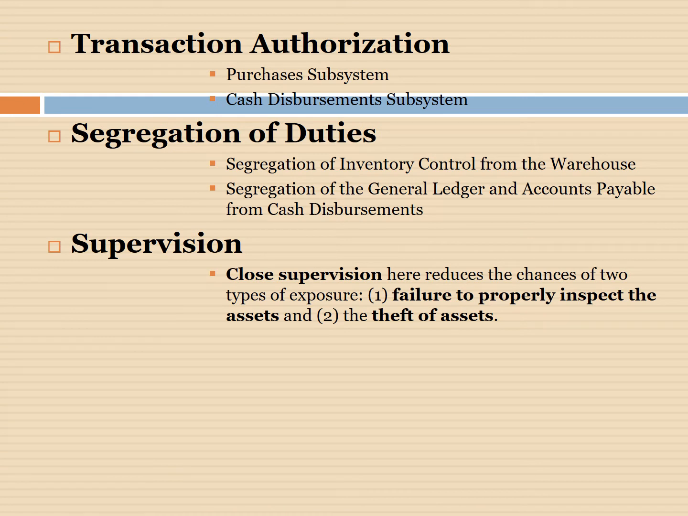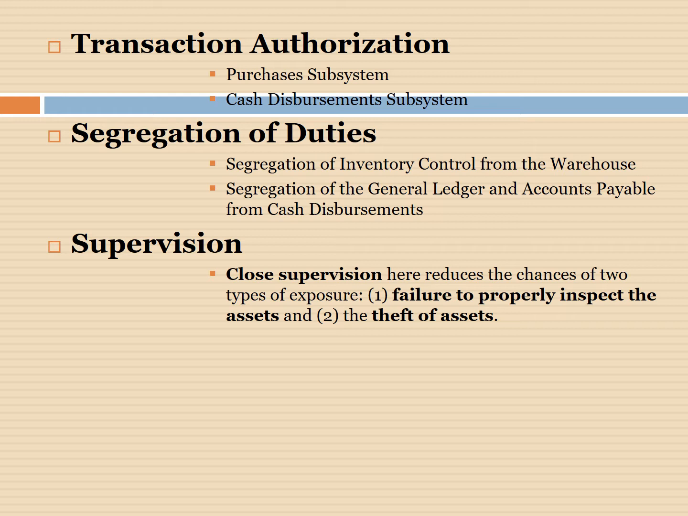The first is transaction authorization. In the purchasing subsystem, it continually monitors inventory levels, and formalizing the authorization process promotes efficient inventory management and ensures the legitimacy of purchase transactions. While on the cash disbursement subsystem side, it is the authorization via cash disbursement voucher.